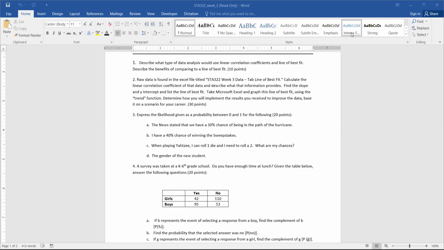Well, now we put a restriction on it. And now we have reduced that to 152 responses from girls. So we've got a 42 out of 152 probability of getting a yes given that we started with looking at a girl. Okay, does that make sense?